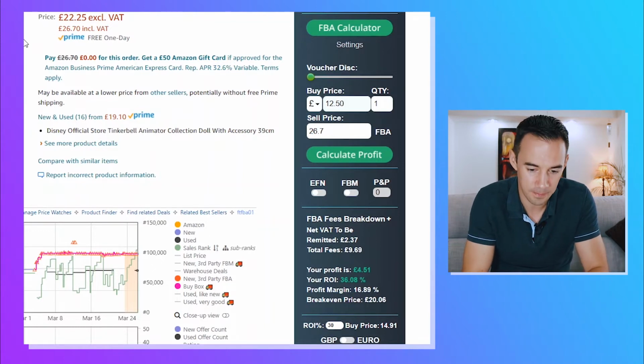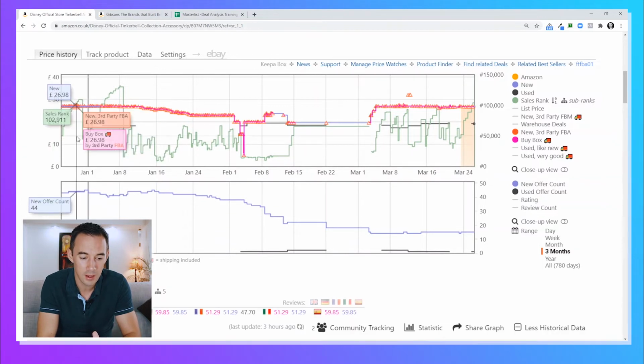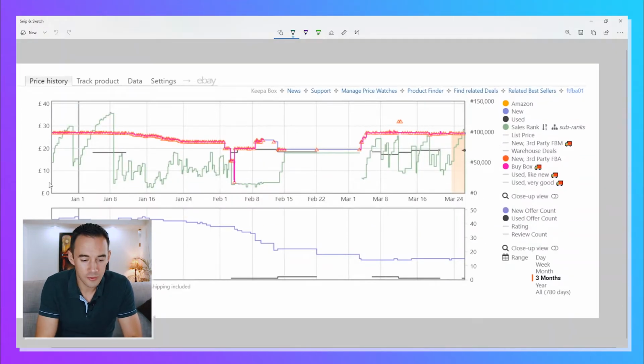So let's jump over to the Keepa chart. So here we are in the Keepa chart. Now, like I said before, what am I looking at? Well, first things first, I'll have a really quick skim of this green line, and I'll actually draw on it. It makes it a lot easier. What I'm looking at is what's going on with the sales.